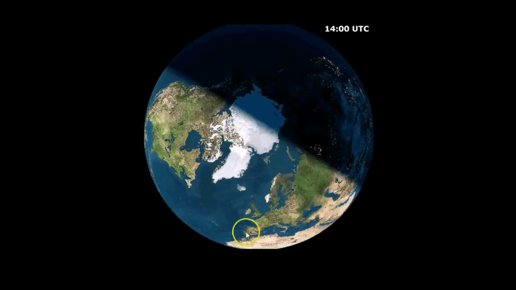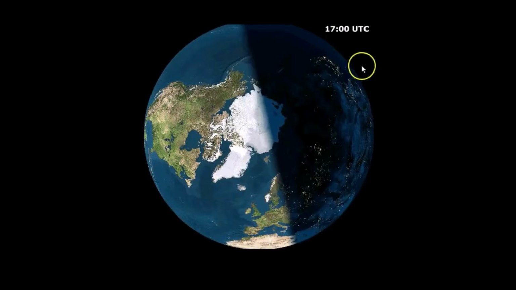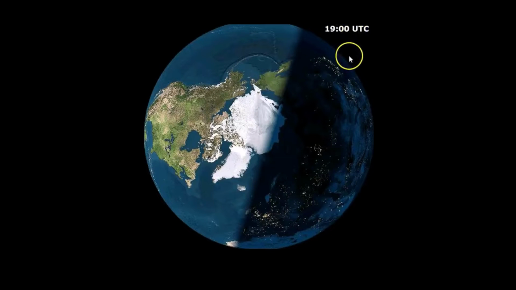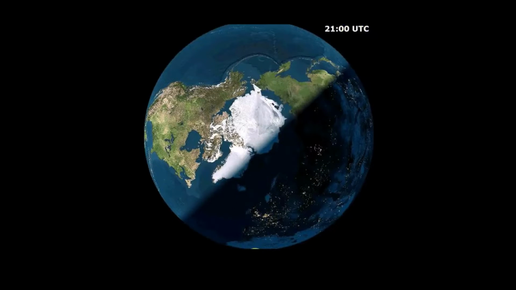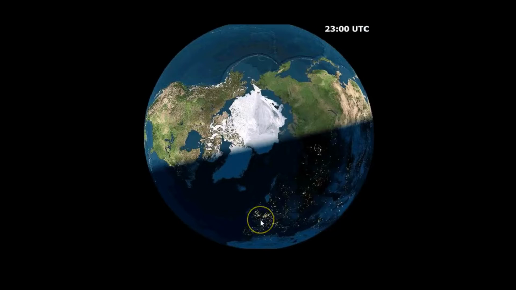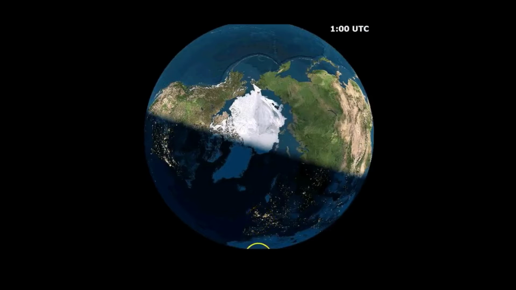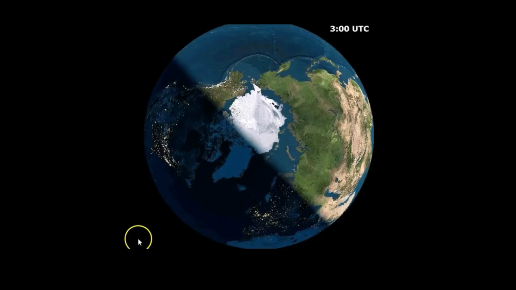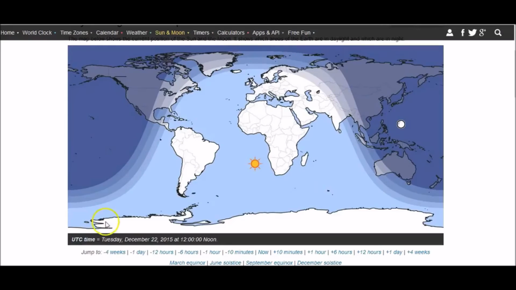This is Africa right here. And at 12 p.m. Universal Time, the sun will line up with Africa. It always lines up with Africa at 12 p.m. Universal Time. To prove this, we can go to timeanddate.com and go to 12 noon Universal Time any day of the year.